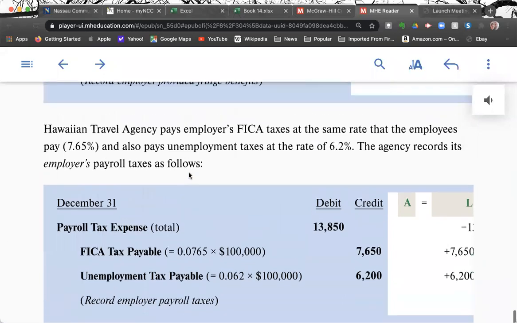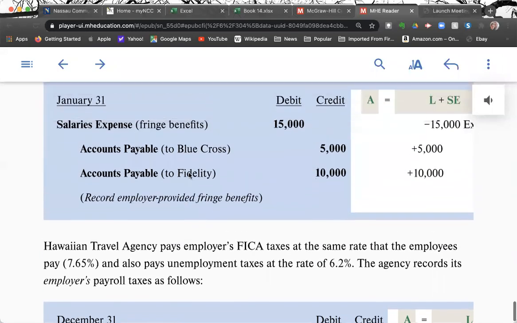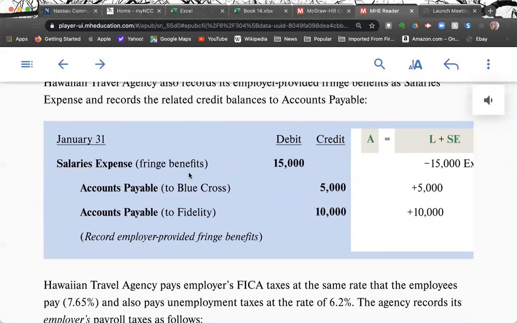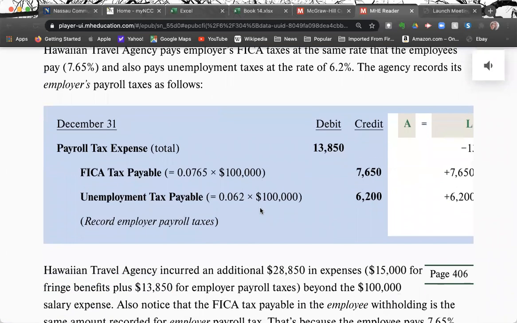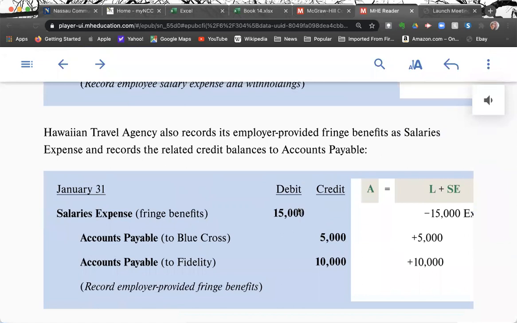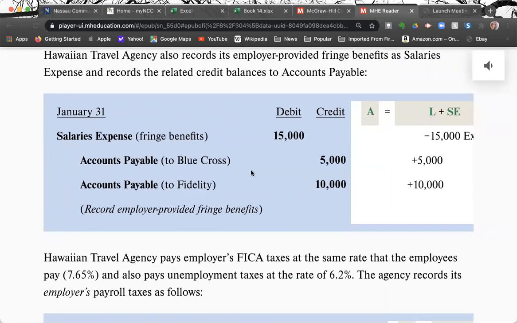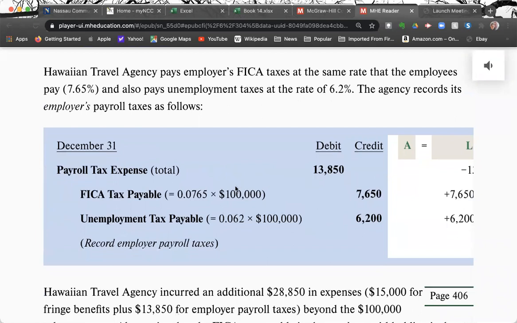So on payday, the employees are going to get paid, debit salaries payable, credit cash. Sooner or later, usually once a month, you're going to pay these amounts to Blue Cross and Fidelity. Eventually, usually every quarter, the payroll taxes are paid, right? So they don't all get paid at the same time. We might pay the employees every week, the fringe benefits every month, and the payroll tax and other expenses every quarter. So that's why they're accrued first and then paid later.